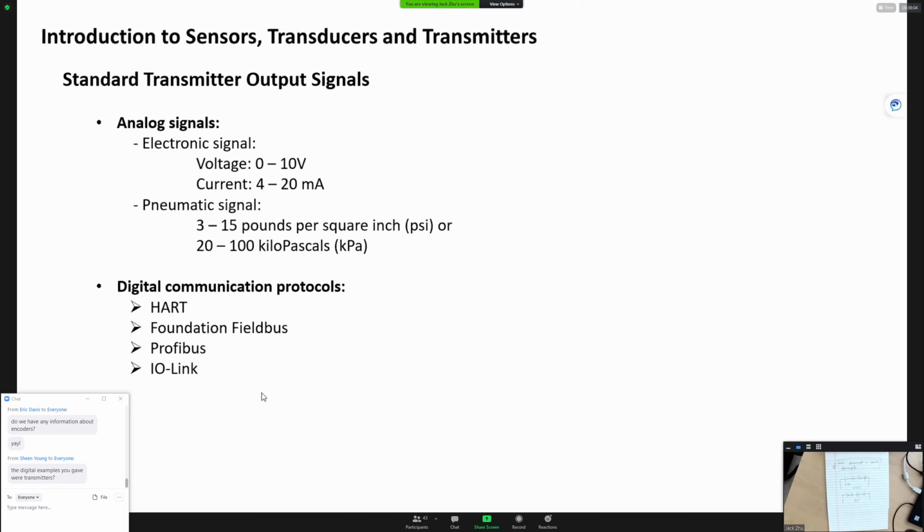The digital ones, yes. The newer transmitters can actually have digital communication. You're probably not using them a lot unless you're working in the industrial control section, but a common example I can give you is that some of you probably did a fire alarm system, right?